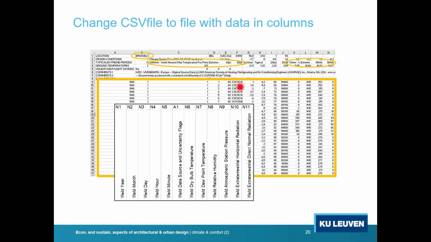Then you have a text column with some data sources or uncertainty flags, which indicate, for example, that there were no measured data and we took an estimation, but we will not go into detail on that in this course. And then you have the real values that are of interest for you. After the text column start the real data that you're going to use.